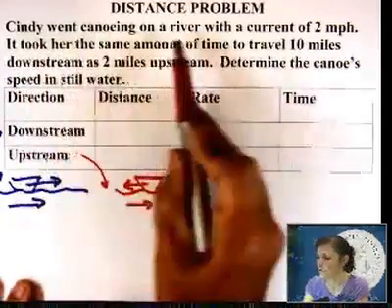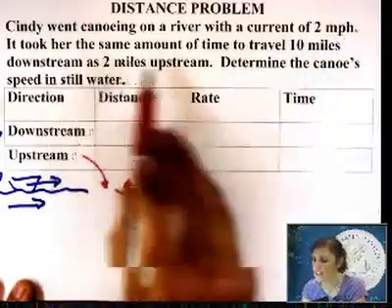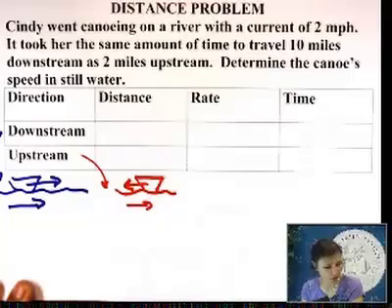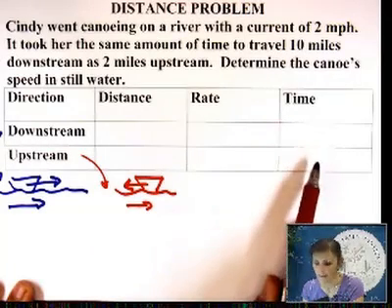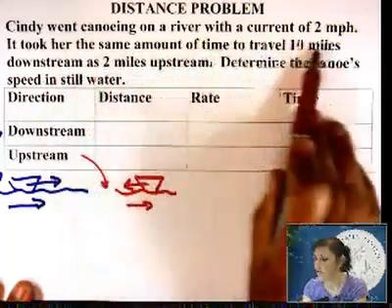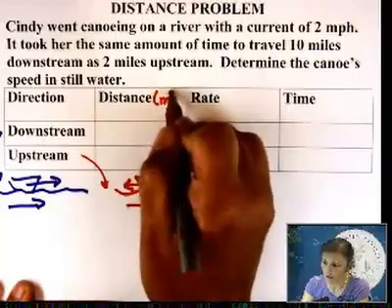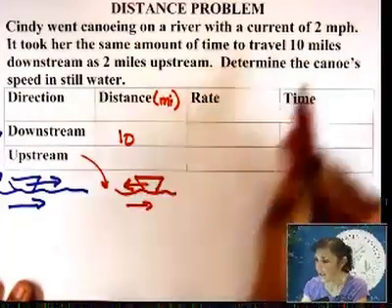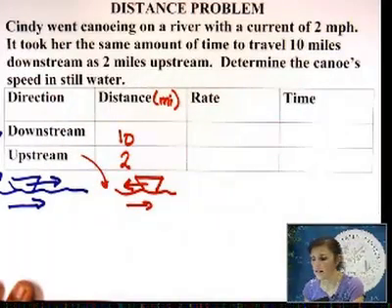This says, Cindy went canoeing in a river with a current of 2 miles per hour. It took her the same amount of time to travel 10 miles downstream as 2 miles upstream. So do I know the time? I don't know the time, but I know that they are the same. Do I know the distances? It took her the time to travel 10 miles downstream, so I know this one is in miles. So I went 10 miles downstream and 2 miles upstream.